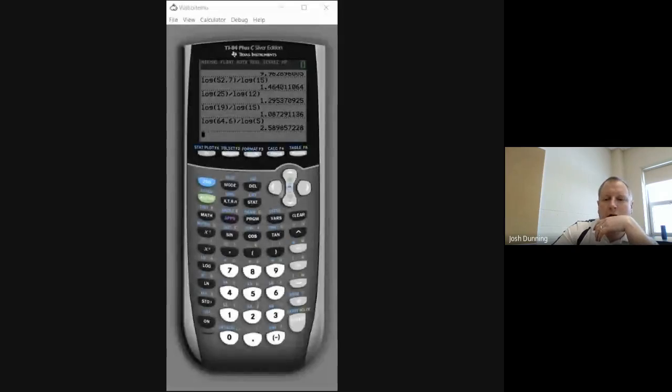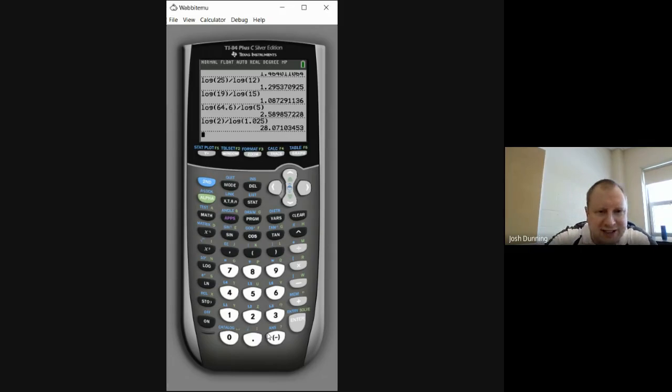Now, I will share this again just to remind you. So we'll go back to the calculator yet again. Log of 2 divided by log 1.025. Log of 2, make sure you close that parenthesis. Divide by log 1.025. Hit enter. 28.07. It says round years to tenths, so that's 28.1 years.